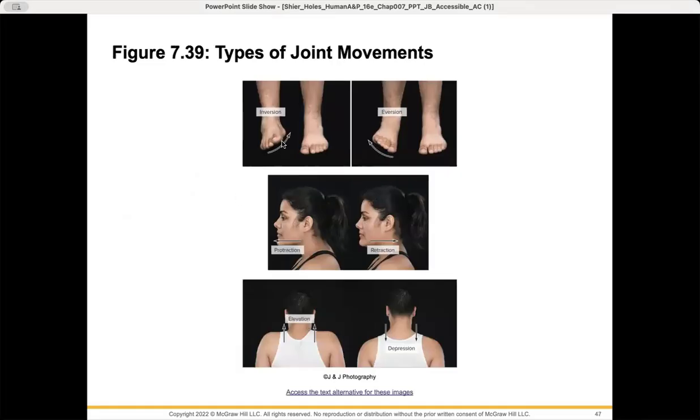Here is inversion. Bottom of the foot is towards the midline of the body. Eversion, bottom of the foot is towards the outside, lateral. Protraction, the chin is moved forward. Retraction, it's moved back. And then we can see an example here with the shoulders. Elevation to raise the shoulders, depression to put them back down.